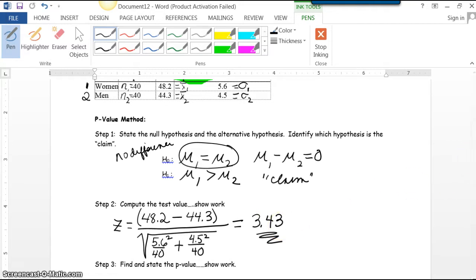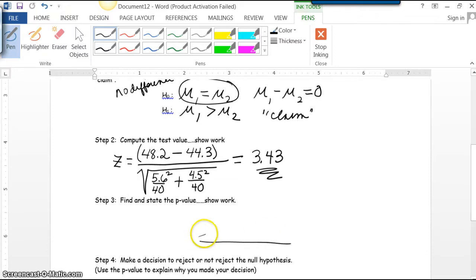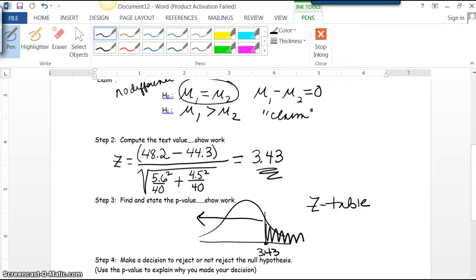In order to do the p-value method, you look up your test value and you find the area that's in the tail closest to the test value. So I like to find this area. I'm going to have to go to the Z table and get the area to the left first, because that's where our Z table looks. When I look up 3.43 on my Z table, I'm getting .9997, and so that means that this direction is .0003.